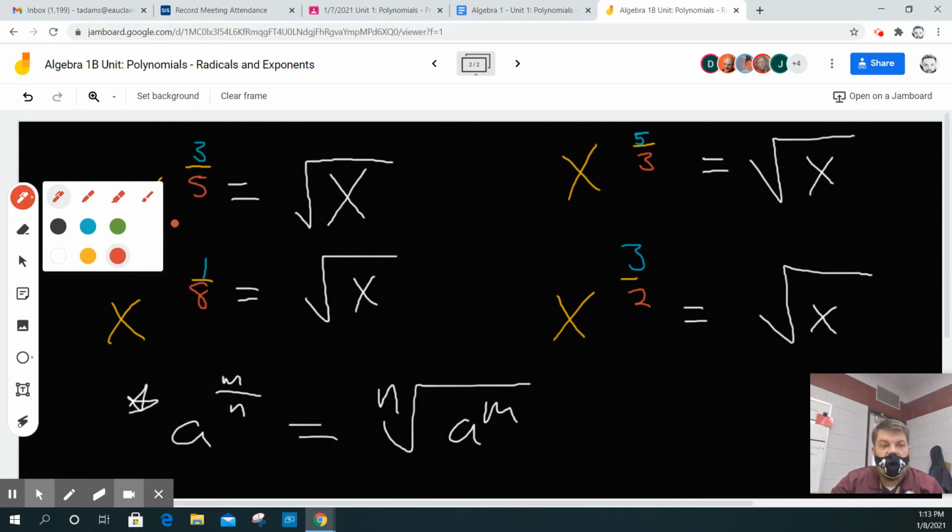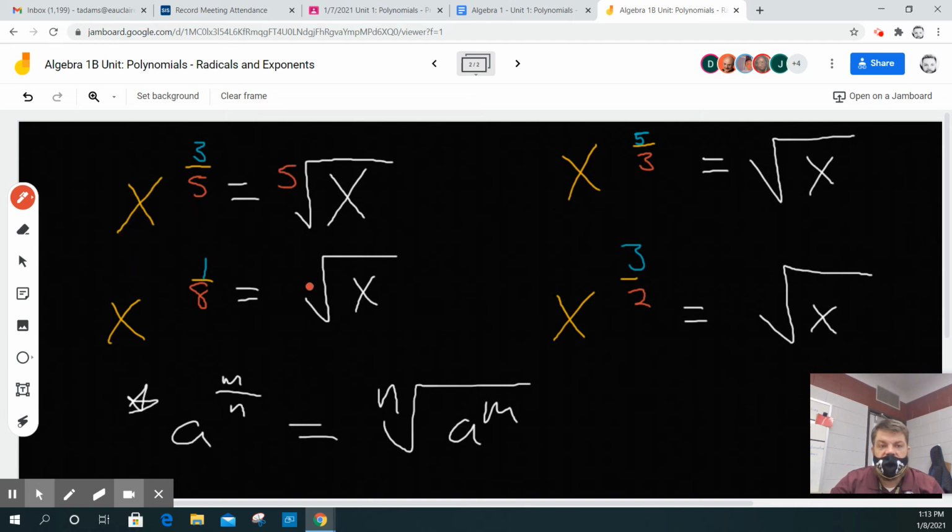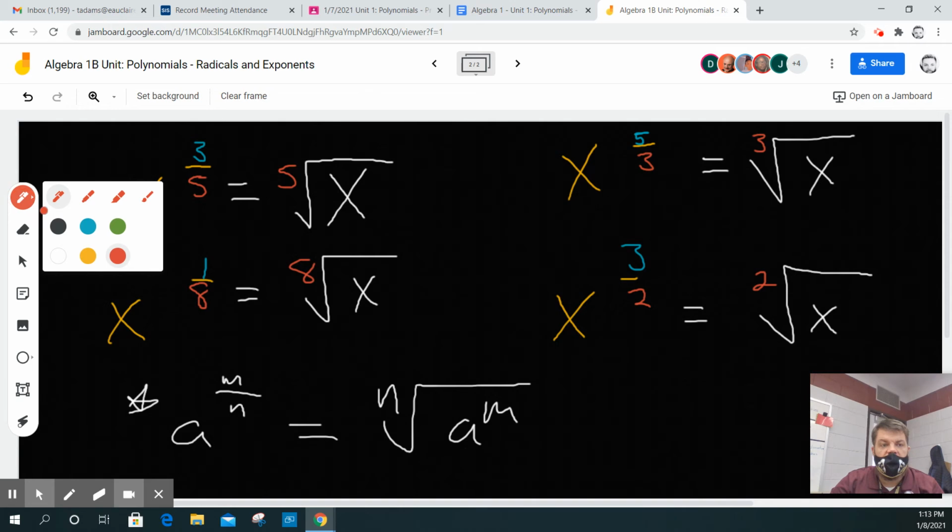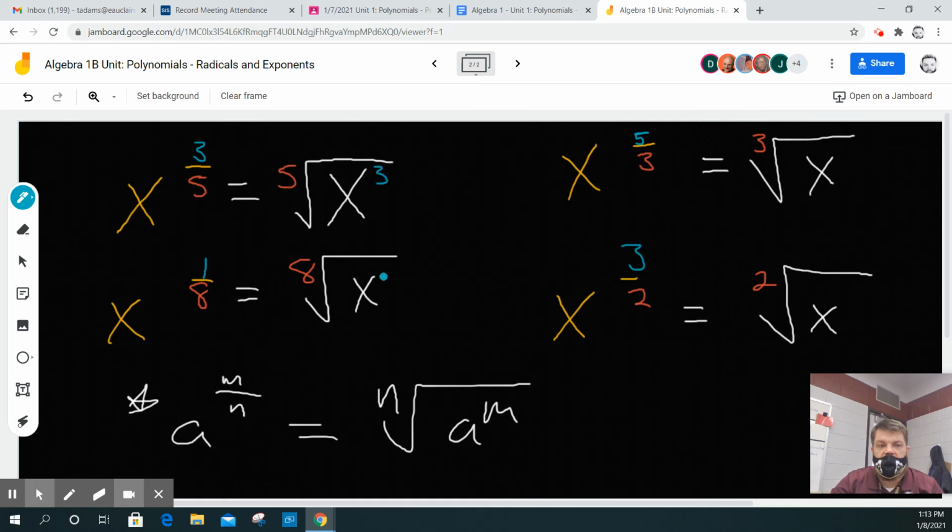But then we have to do the root. This is the 5th root. This is the 8th root. This is the 3rd root, and this one is a square root. The numerator of the rational power is going to be the power of the base. So this will be to the 3rd power, this will be to the 1st power, this will be to the 5th power, and this will be to the 3rd power.